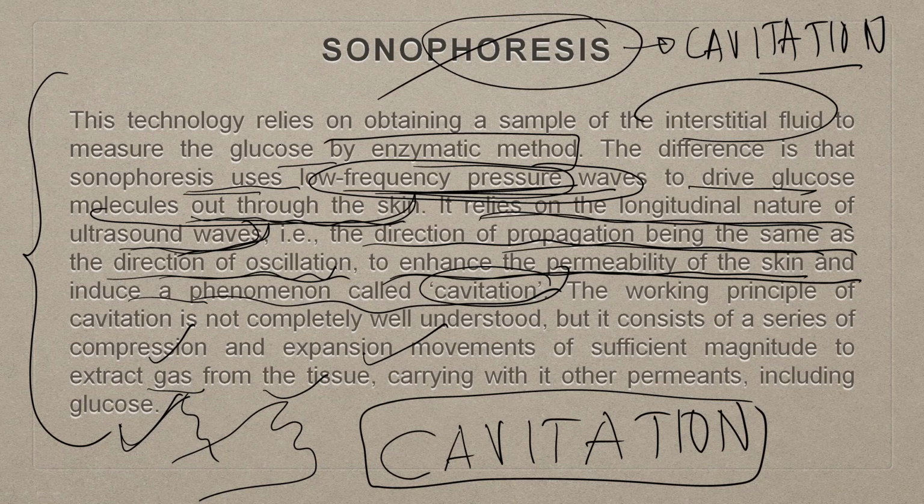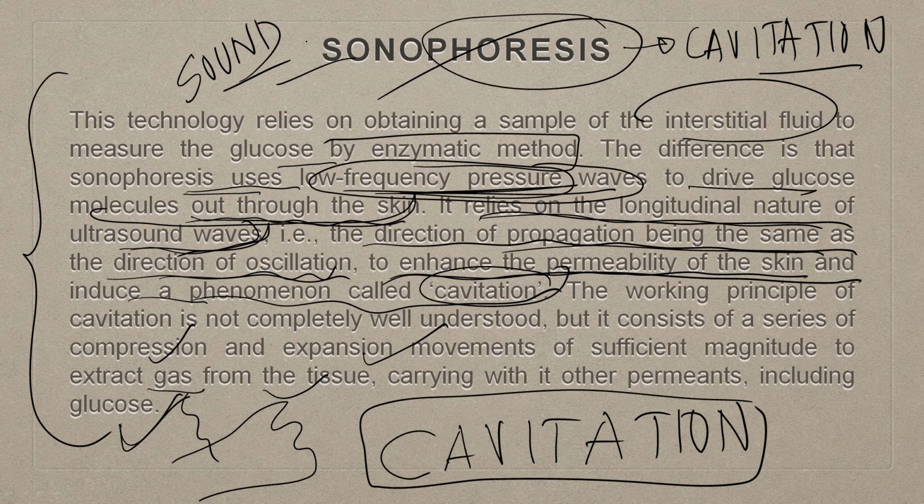Iontophoresis, sonophoresis. Sonophoresis means you are using a sound wave to create a kind of, not to say fracture, but a kind of increase in the permeability, so that you are allowing something to come out. You are creating pores. Phoresis, you are creating pores. You are using sound to create pores, and through those pores, whatever is exuded out, you are measuring it depending on how much is coming out.